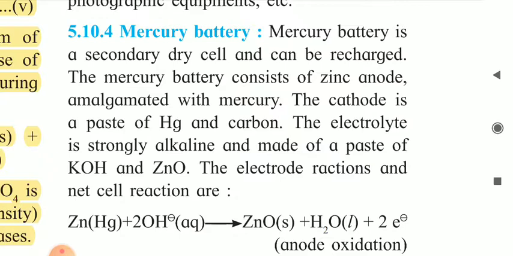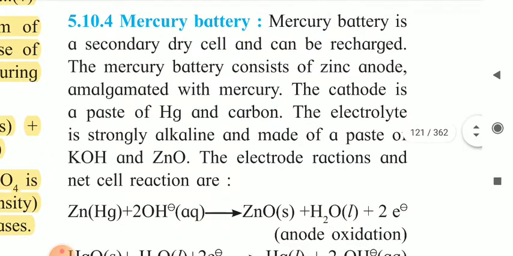So this is the important part. The construction, which is anode and which is cathode, is very important, and these are points that you have to keep in mind. Students, you should highlight or underline these sentences. The mercury battery consists of a zinc anode amalgamated with mercury, and the cathode is a paste of mercury and carbon, and the electrolyte is strongly alkaline, made up of KOH and zinc oxide.